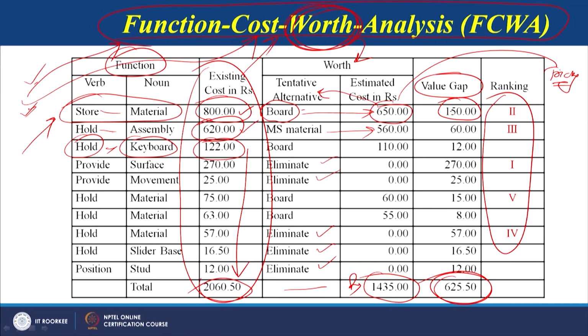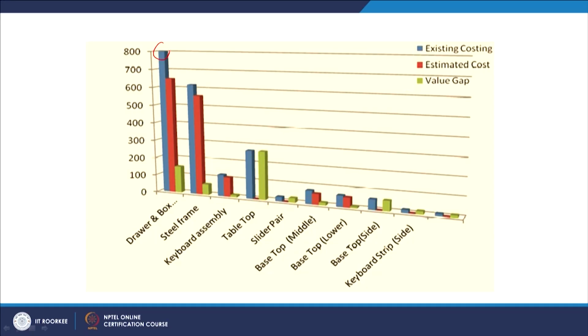This is the ranking based on the value gap. The first one is the function provide surface, which must be attacked first. The second is related to the drawer assembly, third is related to the steel frame, fourth is related to hold the material. This way we can see where we need to attack. So, we have a ranking of our value gap, where we have the maximum value gap. Now, we can see another representation of the same data: existing cost is given, estimated cost is given, and green one is the value gap.